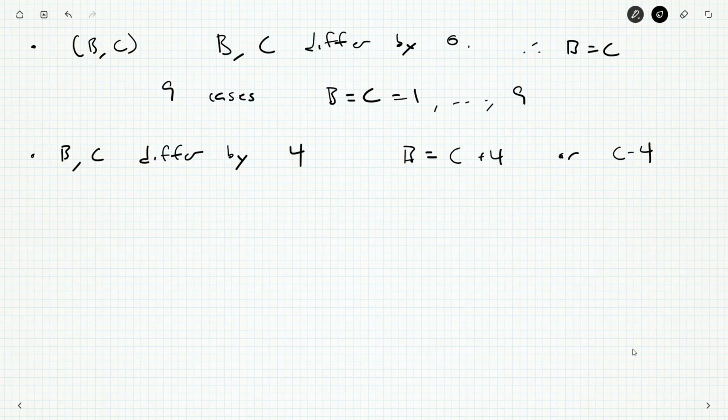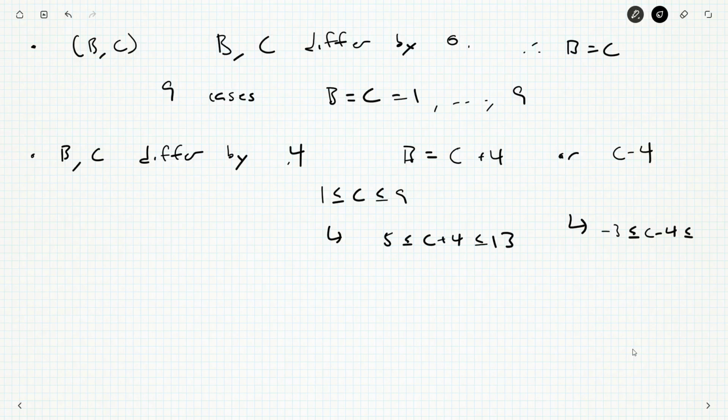These don't overlap here. There is an order. It matters whether or not Billy picked out the 6 or Crystal picked out the 6, that sort of a thing. So we know C is between 1 and 9. So that means C plus 4 is between 5 and 13. Or in this case, negative 3 is less than C minus 4 less than 5. But this tells me then B has to be between 1 and 5.